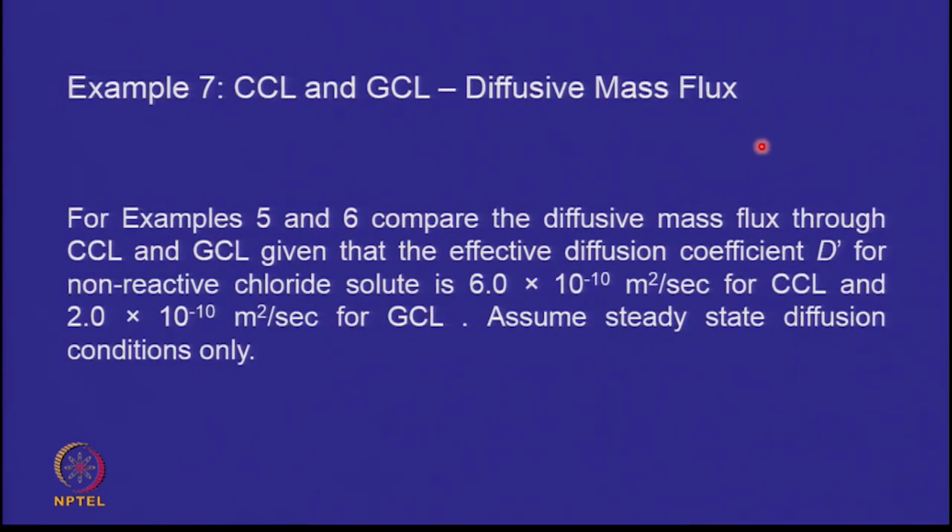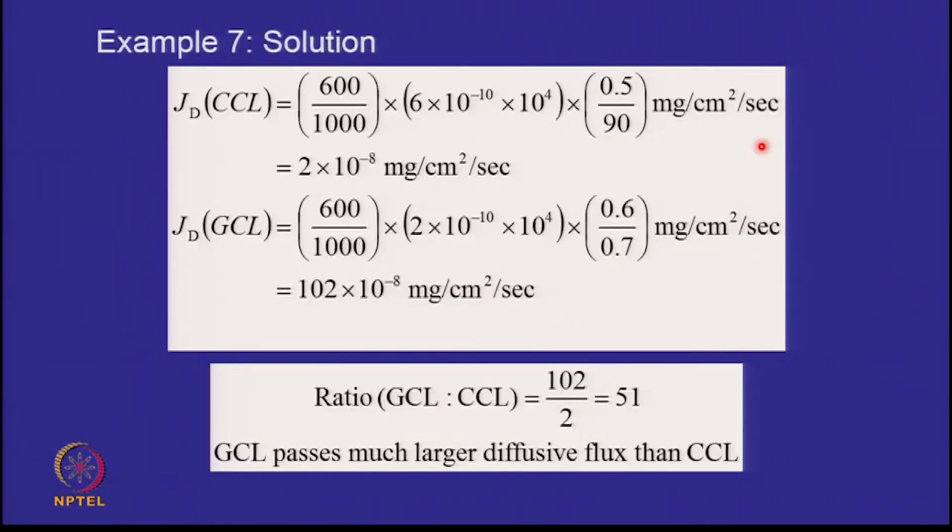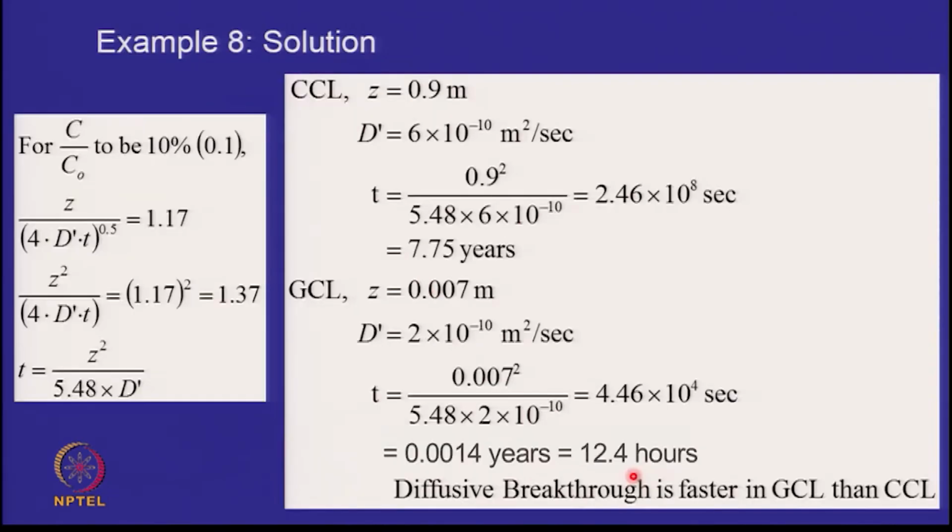Then when we said what about the diffusive mass flux, and suddenly there, the advective mass flux was 3 times for the compacted clay liner, here GCL has 51 times the diffusive mass flux. The diffusive mass flux is 51 times. And lastly, the breakthrough times. Again, in years for compacted clay liners, but in hours for GCLs.